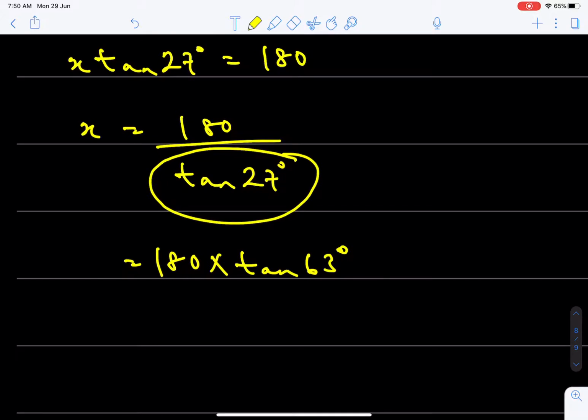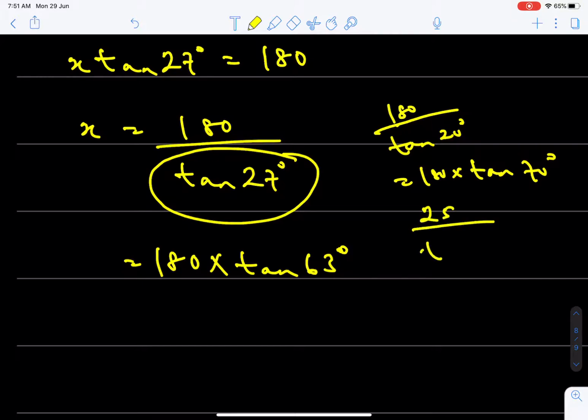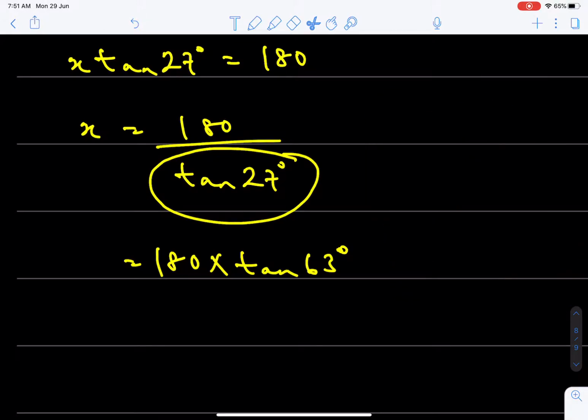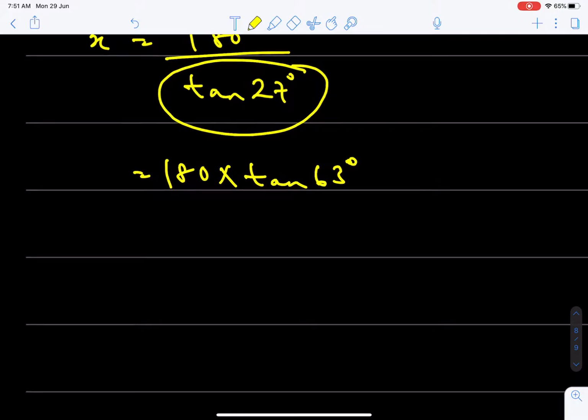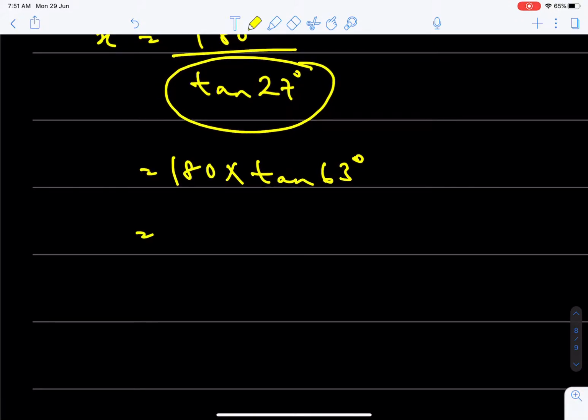So that means 180, for example, divided by tan 20 degrees is the same as 180 times tan 70 degrees. If I say 25 divided by tan 40 degrees, that's the same as 25 times tan, just subtract 40 from 90 and you get 50. That's 25 times tan 50 degrees. But this only applies to tangents. The reciprocal of the tangent of an angle is the same as the tangent of the complement of that angle. So this simply means tan 63 degrees.